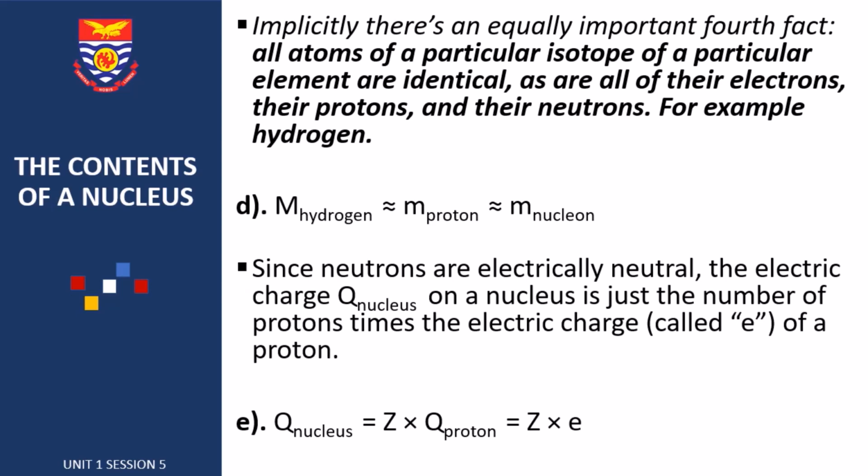Another thing to note is that since neutrons are electrically neutral, the electrical charge, which is designated by Q, on the nucleus is just the number of protons times the electrical charge of the protons that are present. So this equation is used to represent that statement, where the electrical charge of the nucleus is given by the proton number times the charge of the proton.